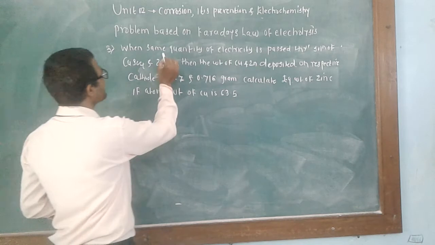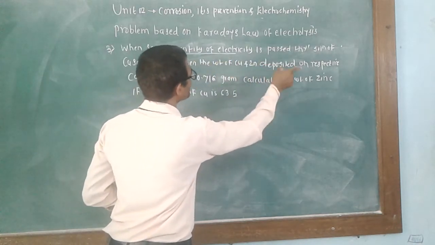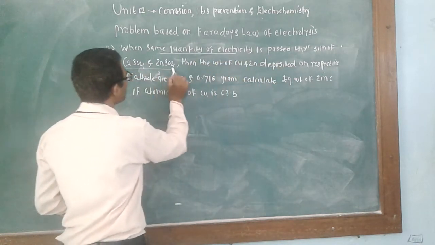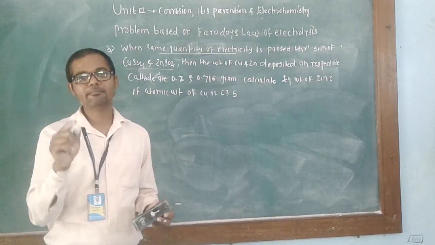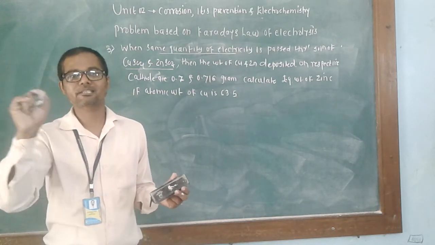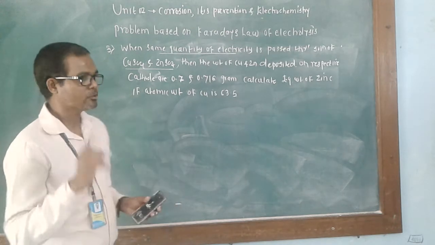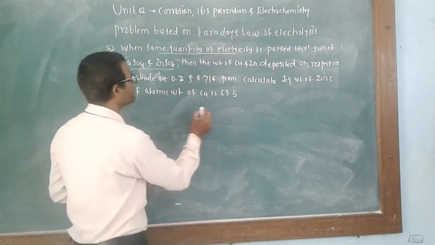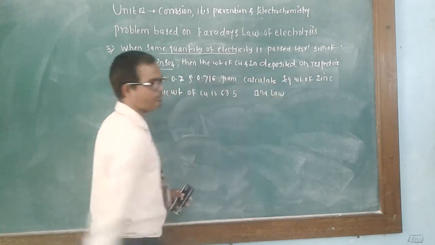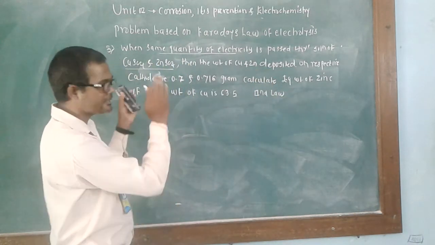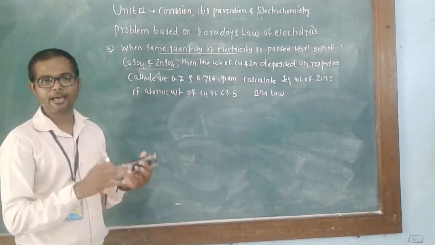The statement is: when the same quantity of electricity is passed through a solution of copper sulfate and zinc sulfate. So here the two electrolytes are given and the same quantity of electricity is passed into the different electrolytes. This numerical is based upon Faraday's second law of electrolysis. So let's see the arrangement here.